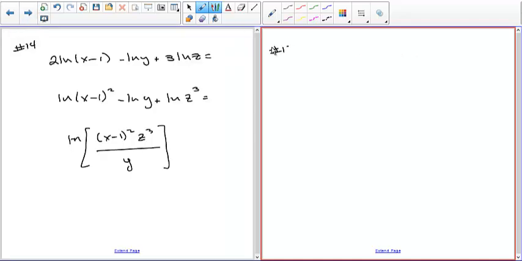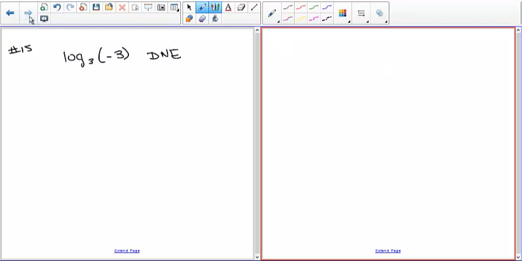Okay, number 15. Most everybody got this one right. But yeah, you can't take the natural log or log in any base of a negative number. So it does not exist. The logarithm base 3 of -3 does not exist.